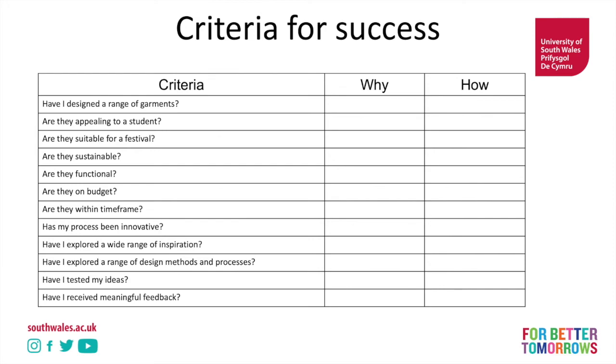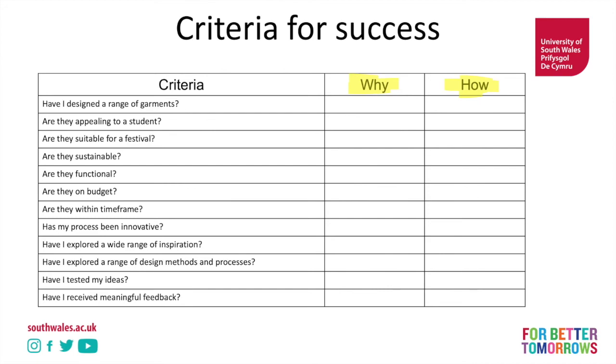Okay. So, our next one is a criteria for success, and you can see we've got two different measuring tools here. We've got why, and we've got how. Now, I'm not going to take you through this specifically with each of these examples, but you can see that we can use this tool, the criteria for success, over and over and over again.